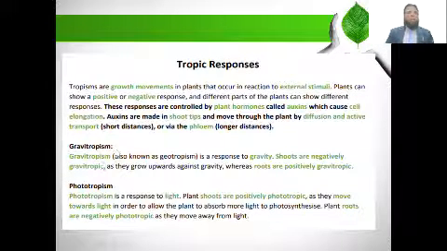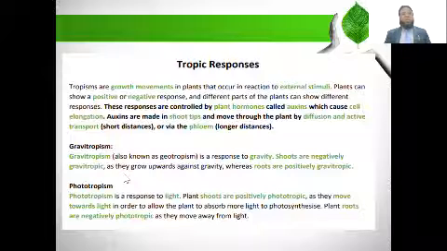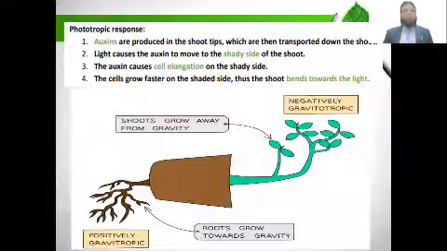So what is the role of auxin in gravitropism, and what is its role in phototropism? When auxin, a growth hormone, accumulates at the tip of the root, the root moves towards gravity. And when the same auxin is stored at the tip of the shoot, it moves towards the light.